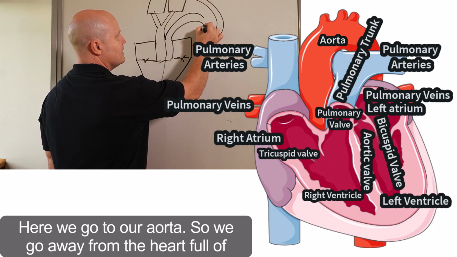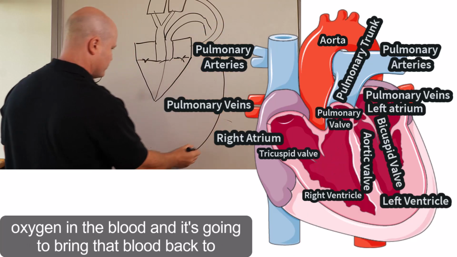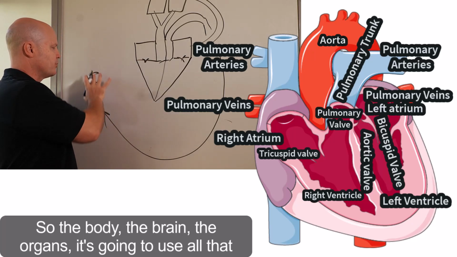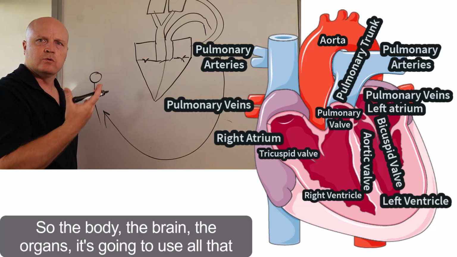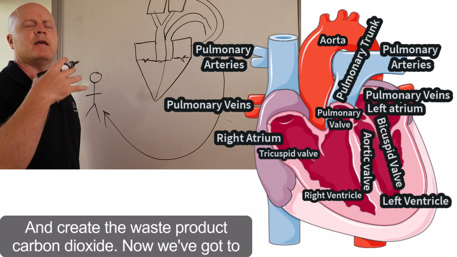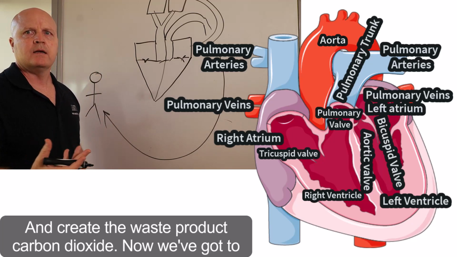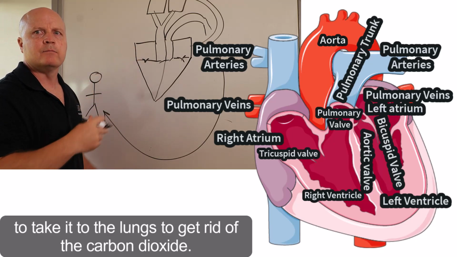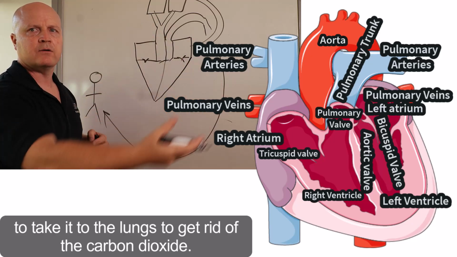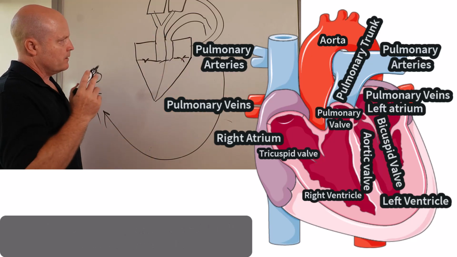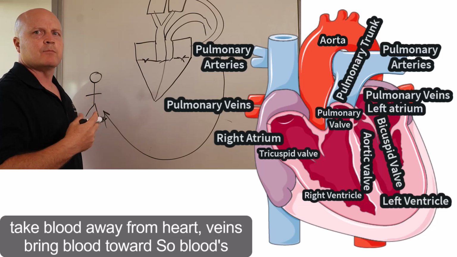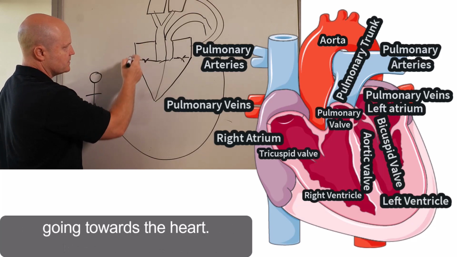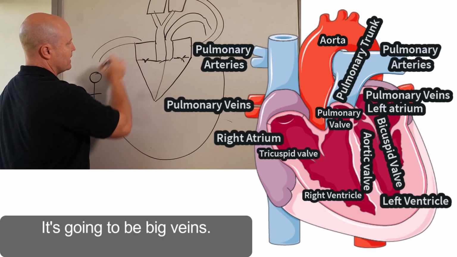So we're going away from the heart, full of oxygenated blood, and it's going to bring that blood back to the body. So the body, the brain, the organs, it's going to use all that good oxygen and create the waste product carbon dioxide. Now we have to get that blood back to the heart to take it to the lungs to get rid of the carbon dioxide. So arteries take blood away from the heart, veins bring blood toward. So if blood's going towards the heart, it's going to be big veins.